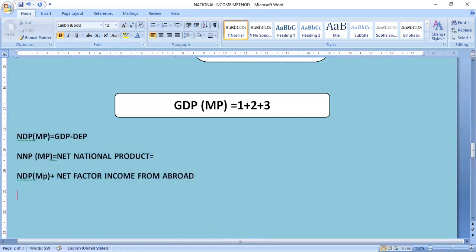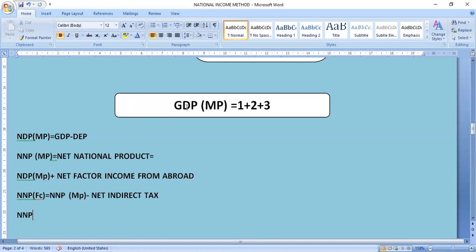Now NNP, we want to calculate here FC. FC is equal to NNP MP minus net indirect tax. This total calculation is equal to NNP FC, net national income.